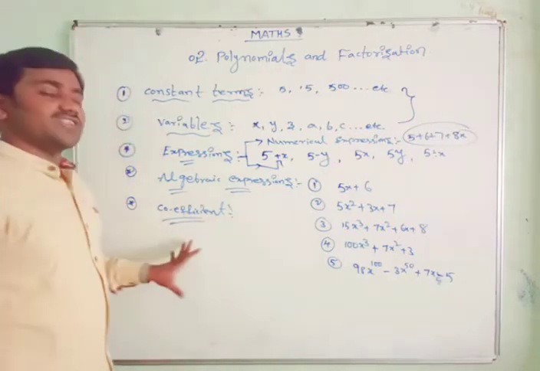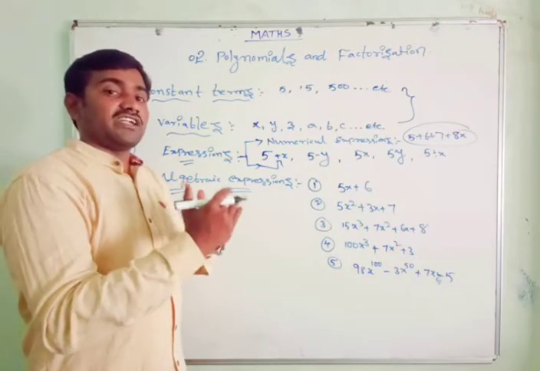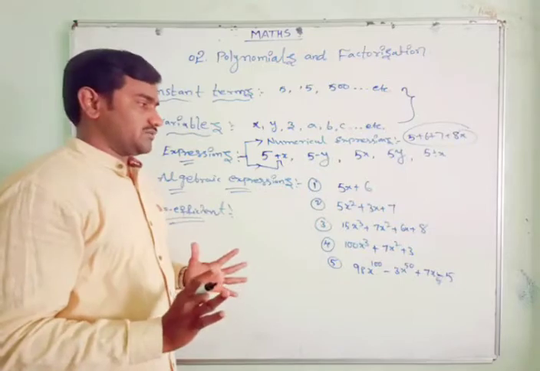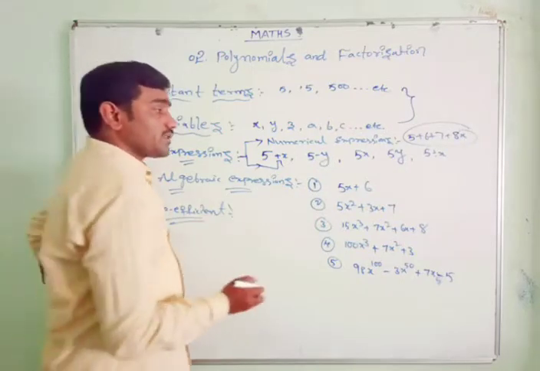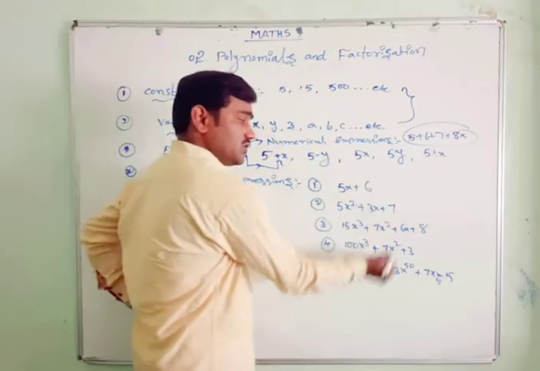Coefficient. What is the meaning of a coefficient? The multiplying term is known as the coefficient of a particular variable. Let us see the first example. Let us write the coefficients here for these examples.